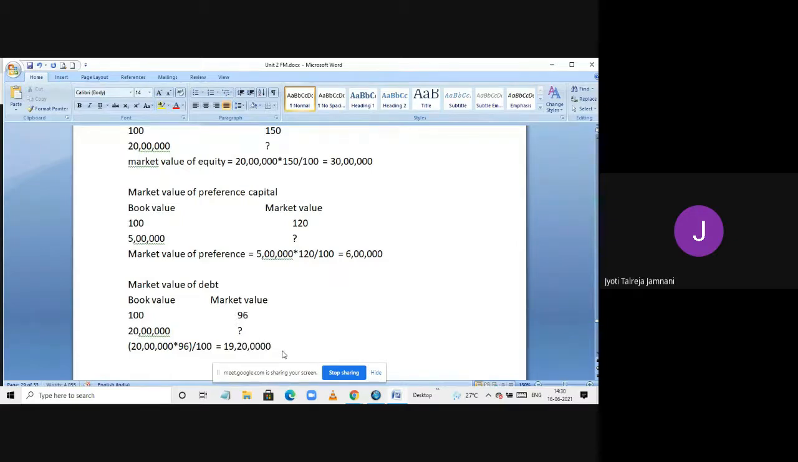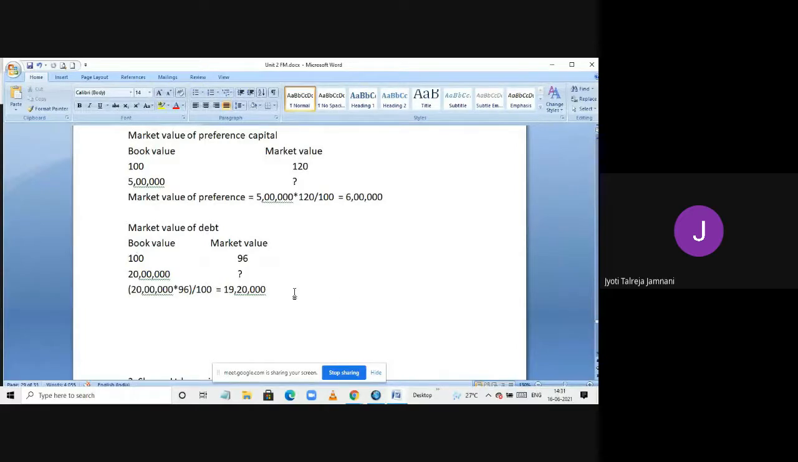If you see the book value, the market value is decreased from 20 lakh. It has become 19 lakh 20,000. Can you tell me why? Because the market value is less than the book value. You can check here. The book value of the debenture is 100, but it is sold for 96. That means it is sold at a discount. Therefore, book value is high, 20 lakh. But when you sell it, you will get only 19 lakh 20,000.